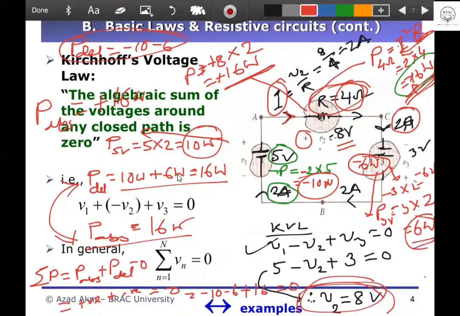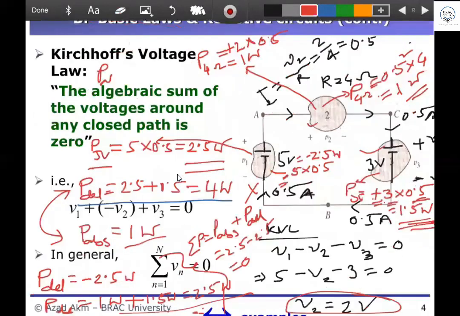And in this case, the battery is absorbing the power, 1.5 watt, because we changed the polarity. That's why it is absorbing the power. But earlier it was delivering 6 watt to the circuit, but now it is absorbing the power from the circuit. You understand it? Yes, sir.